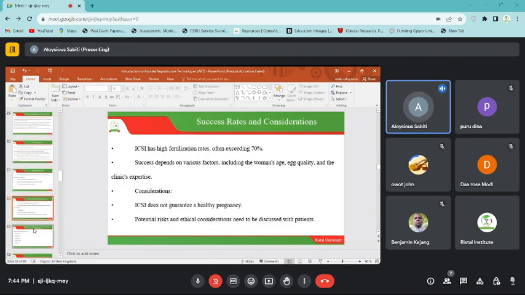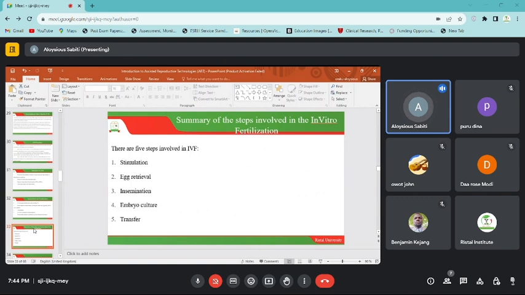So the success rates are very high, and they often exceed 70%. And the success depends on various factors, and these include, like we said, age, egg quality, and the clinic's expertise, how knowledgeable the person is. But also, ICSI does not guarantee a healthy pregnancy. We should be able to know that. And the potential risks and ethical considerations need to be discussed with the patient. So before a patient is taken for this kind of procedure, these things should be done.